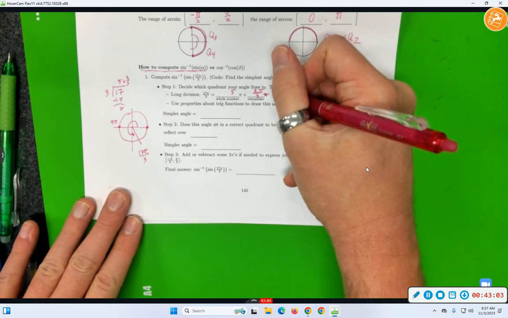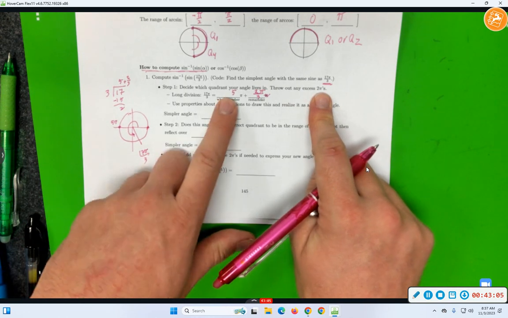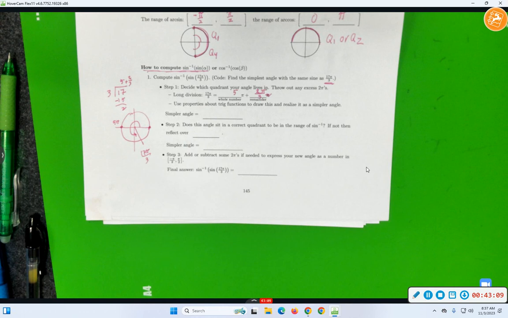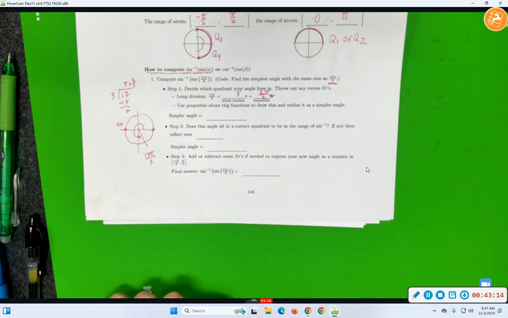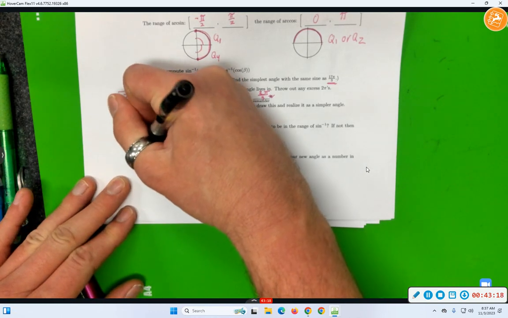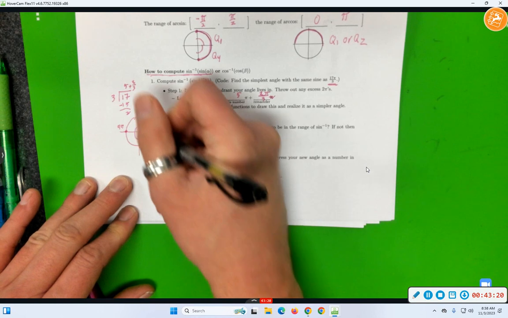Let's throw out any excess 2 pi. Well, no, let's not actually do that. Let's jump right down to the next step. Let's think about properties of trig functions. We've drawn this. There it is. Let's realize it as a simpler angle. So what's the simplest angle you could possibly use to describe 17 pi over 3?